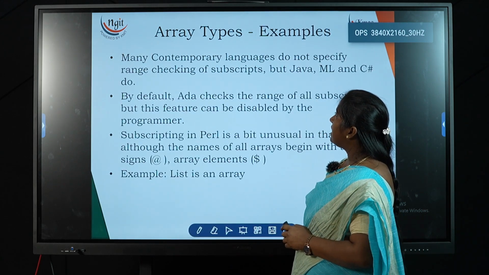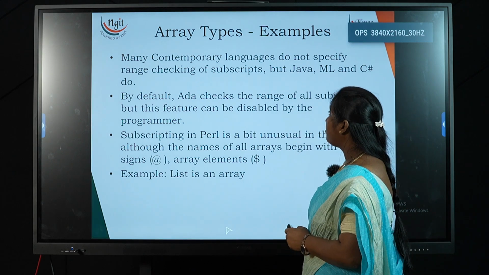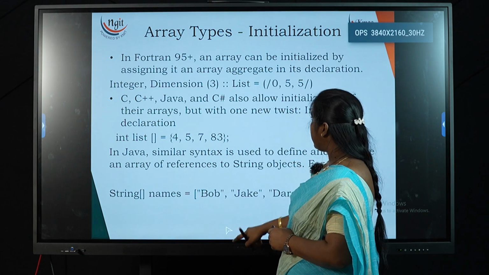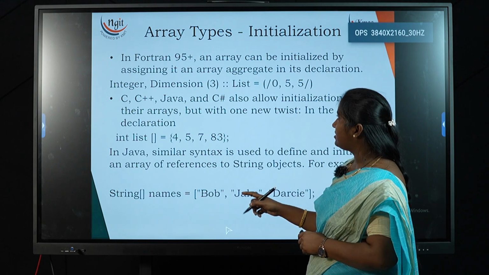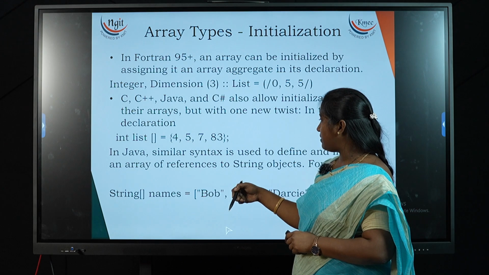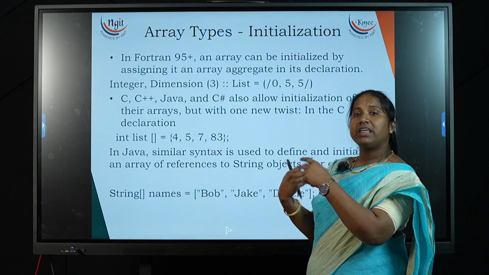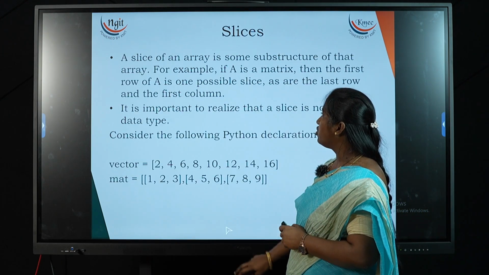And there are other programming languages. There is Fortran 95+, where an array can be initialized by assigning it an array aggregate in its declaration. This is what we were seeing just before. So this is C++, and this is Java. You can find the difference in how arrays can be written in other notations.